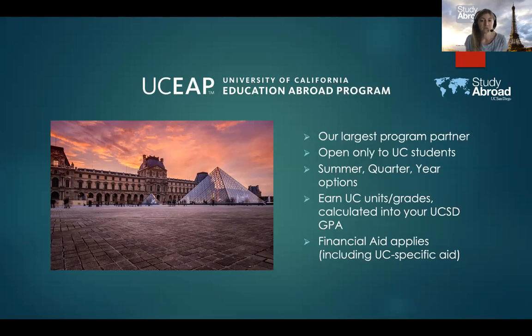They offer options for summer, quarter, and it should say semester in there, and then year as well. You earn UC credits, UC units for these courses that you're taking, and you'll get grades that will factor into your UCSD GPA. Financial aid applies on UCEAP programs. So if you do receive aid at UCSD, whether that's federal, state, or UCSD aid, that will apply to an EAP program. So that's something to take into account when choosing which program is the right fit for you.